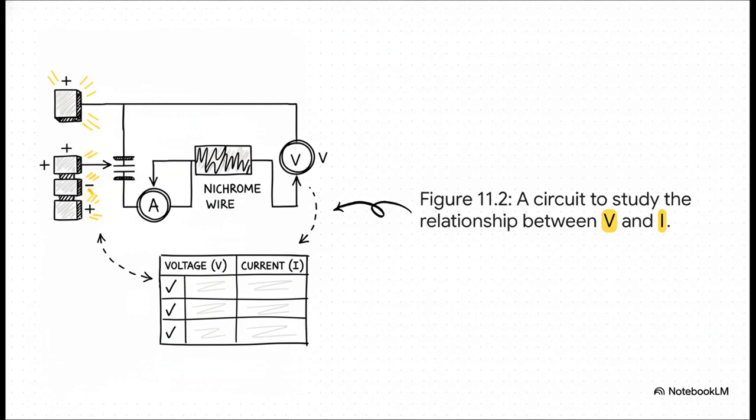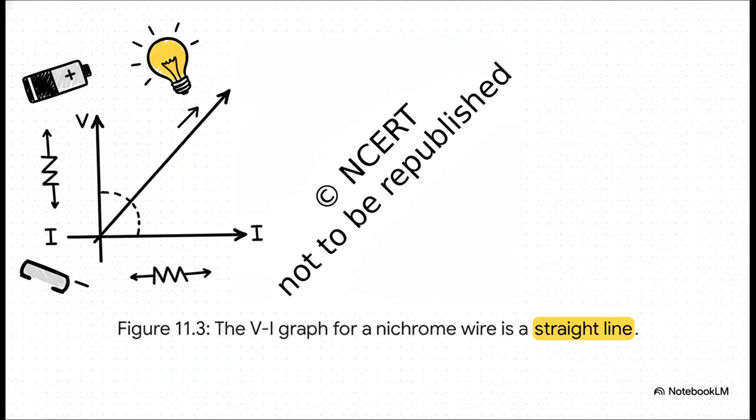Then, he connected two cells in series to increase the voltage and measured the new current. He did this again with 3 cells and then 4 cells, carefully recording the data each time. So what did he find? Well, when he plotted his results on a graph, with potential difference V on the vertical axis and current I on the horizontal axis, he got a perfect straight line that passed right through the origin.